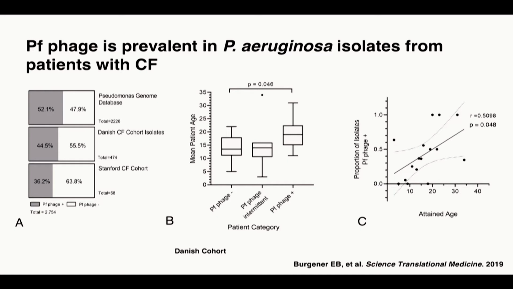And we saw that in this database of about 2,200 Pseudomonas genomes, 52% contained this filamentous phage. Then we looked closer at a well-characterized Danish cohort of CF patients, and this was 34 pediatric patients with known chronic Pseudomonas followed over a period of about 10 to 12 years with multiple isolates from each patient. And in those 474 isolates, 44% contained our PF phage.